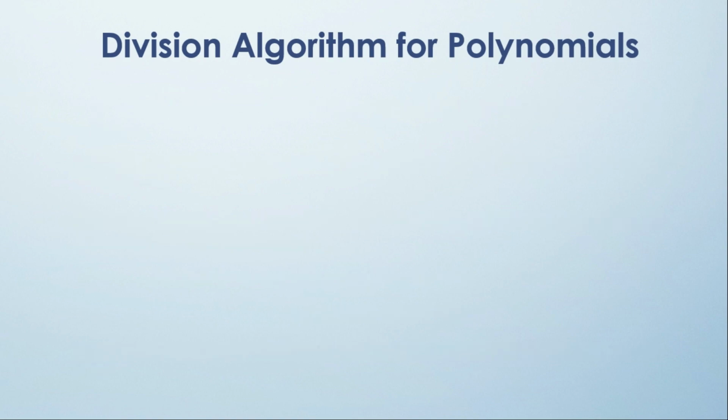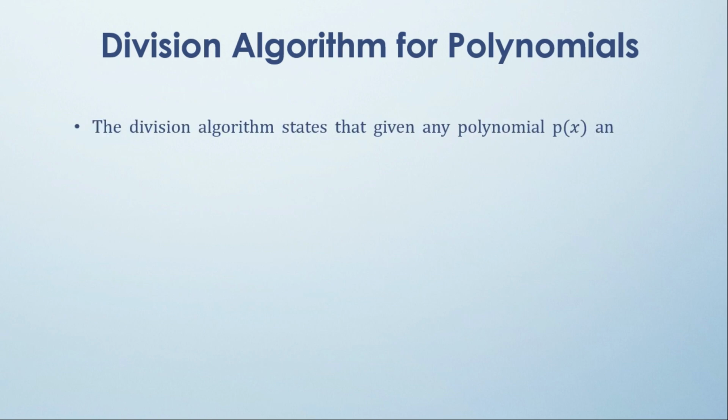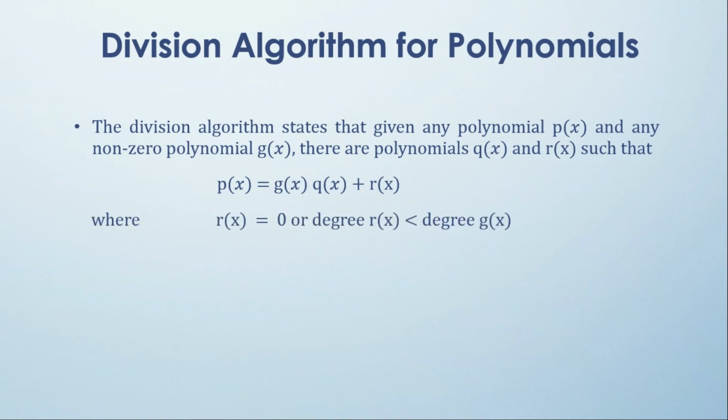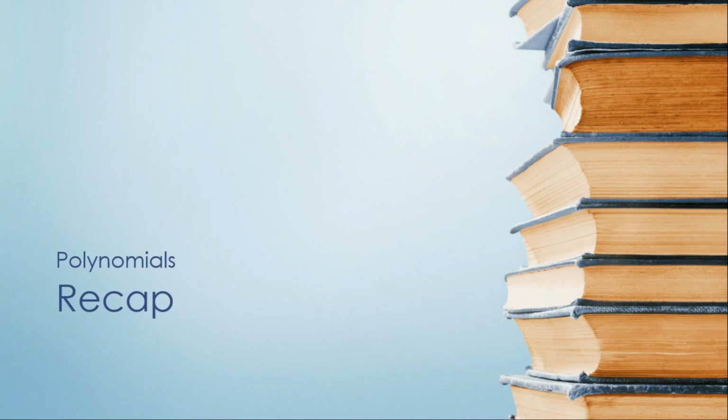Now let us see what the division algorithm for polynomials actually states. It states that given any polynomial p of x and any non-zero polynomial g of x, there are polynomials q of x and r of x such that p of x is equal to g of x into q of x plus r of x, where r of x is equal to 0 or the degree of r of x is less than the degree of g of x. So this was the last topic of this chapter. Now let us quickly recall what we have studied in this video.